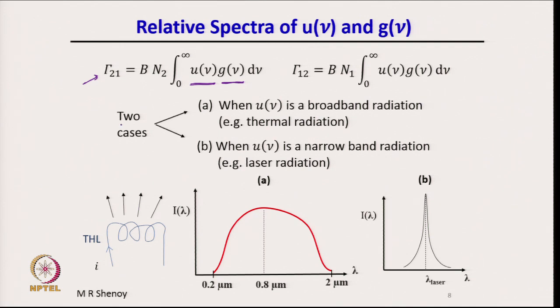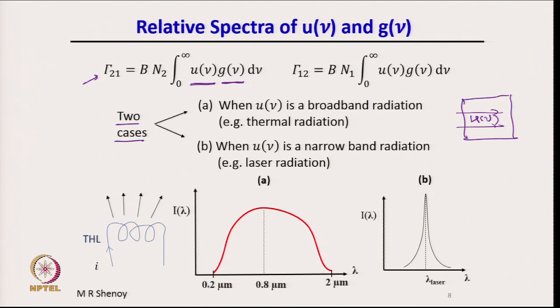Now, there are two cases. We separate this into two extreme cases, so that we can understand it more clearly. When u nu is a broadband radiation, for example, in the atomic system here you have u nu, the radiation which is present here is a broadband spectrum. I have already introduced this word broadband. Broadband means over a wide range of wavelengths or frequencies.